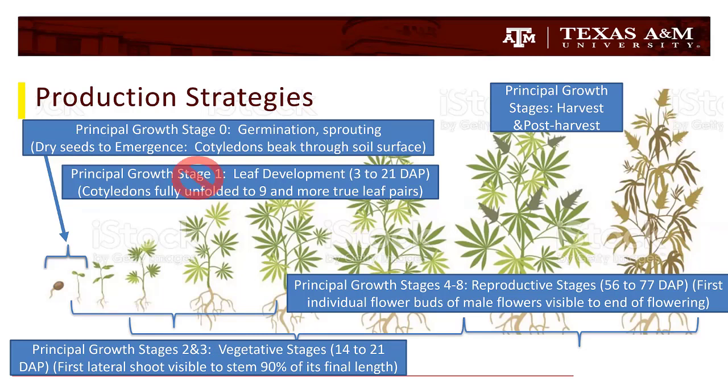And I'm actually going to skip stage 1 because it's often confounded with the vegetative stages. They overlap. So for the sake of clarity, I'm just going to go right from germination, sprouting to vegetative because they overlap.